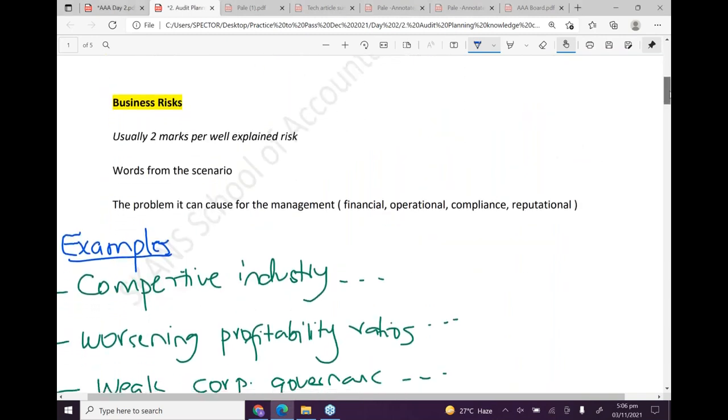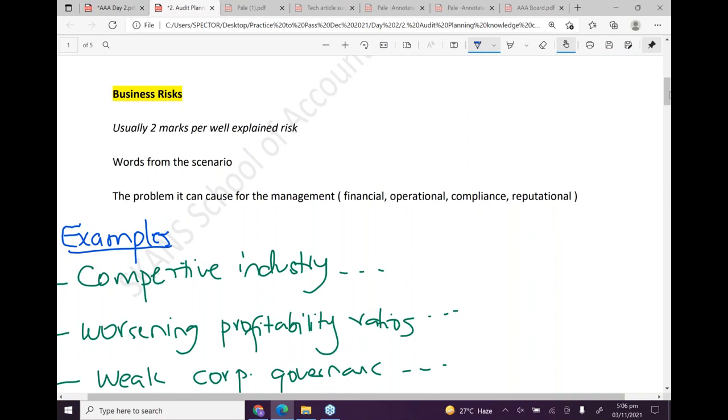This is what you're looking at. So rule number 1, for business risk, it is normally 2 marks per well-explained risk. This is one of the rare topics in AAA where you get 2 marks per risk. So for example, if it says evaluate business risks for 10 marks, you know that you will need to identify and explain 5 risks properly. It makes it easier for me to manage my time. It makes it much easier for me to write appropriate answers as well.